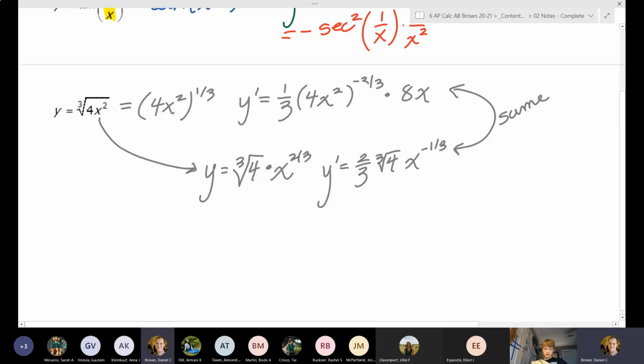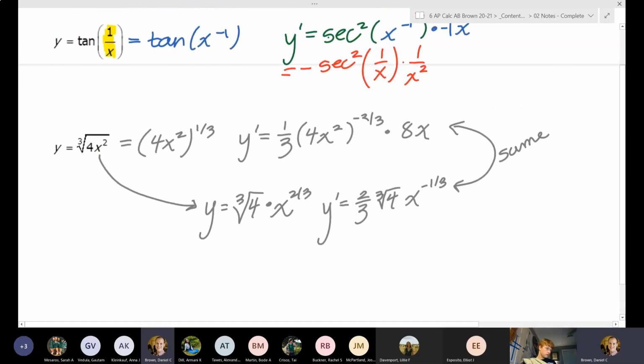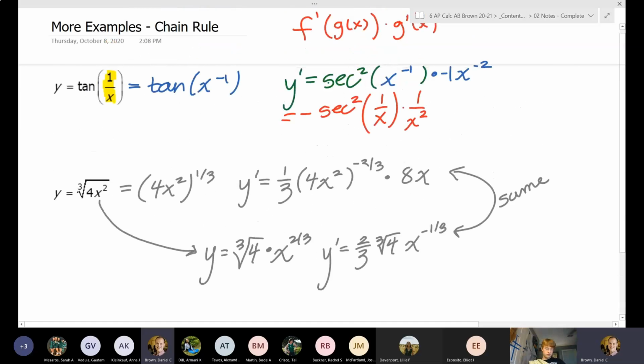So there are some cases where you can avoid having to do the chain rule. That is one case where you can avoid the chain rule by rewriting it using some exponent properties. But most of the time, like in this first one, we're not going to be able to rewrite it, and you are going to have to use the chain rule. Any questions on those two problems? No.